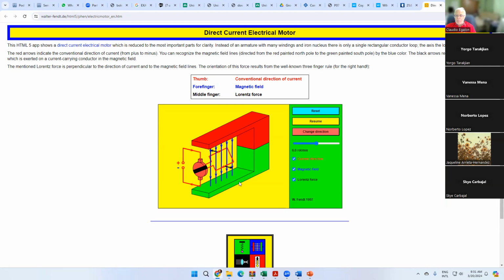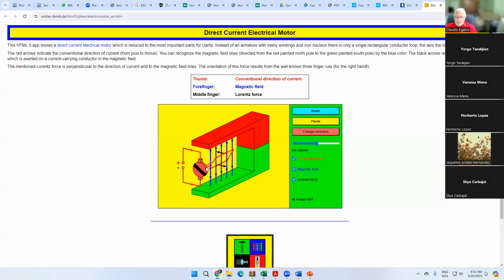Let me see if I can change it. Okay, it changed the direction. Okay, good. So that's what happens. And now here they do something else. Notice that this loop is not oscillating back and forth like I mentioned to you, right? And there's a reason for that.